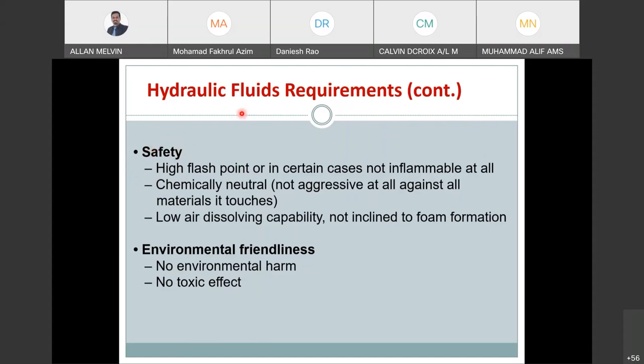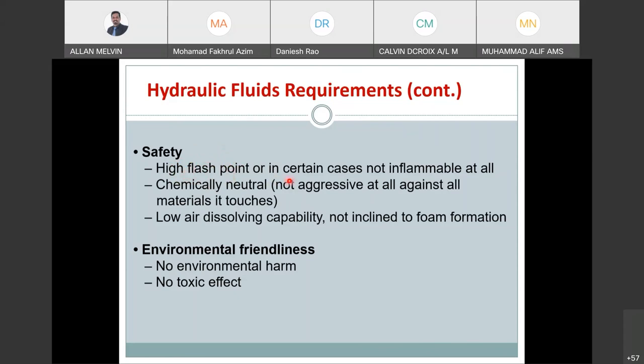So make sure the hydraulic fluid has a high flash point, or in certain cases is not inflammable at all. So the first point is related to fire. High flash point means, we will learn about this later, the minimum temperature for fire to happen. As I said earlier, 40 degrees and under 20 degrees. Under 20 degrees is harder to achieve, meaning under 20 degrees is the flash point. So a lower flash point is 40 degrees. Meaning reach 40 degrees, then it burns. So fire starts to happen.